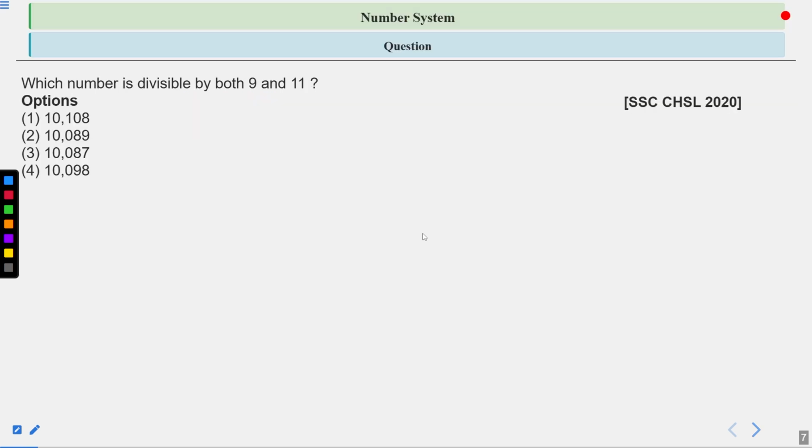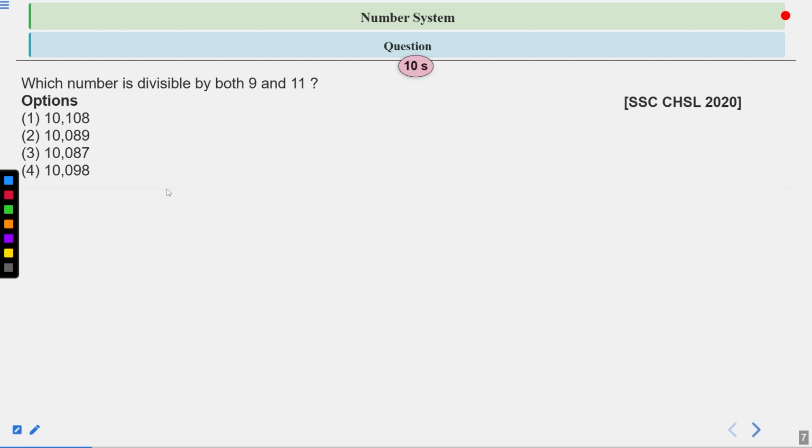Now see the question. The question says: which number is divisible by both 9 and 11? This question was asked in the SSC CHSL exam in 2020. There are four options. First one is 10,108, second is 10,089, third one is 10,087 and fourth one is 10,098.